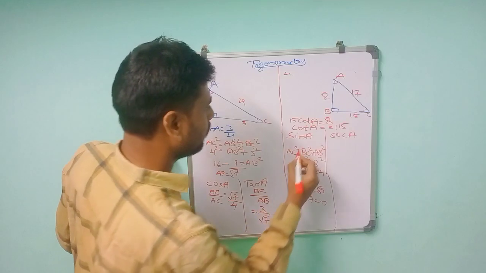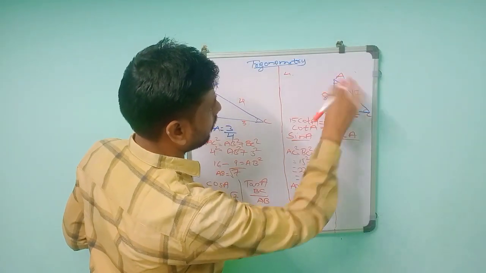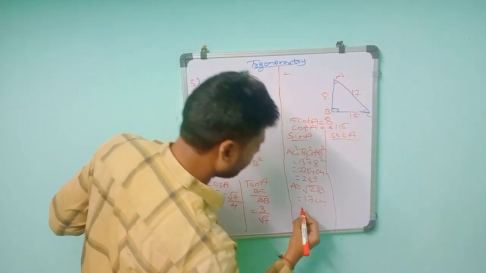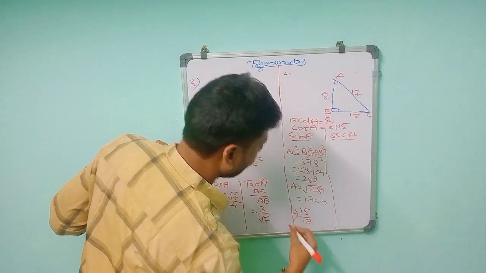So they ask you sin A. For sin A, what is it? Opposite by hypotenuse. 15 by 17. 15 by 17 is the answer for sin A.